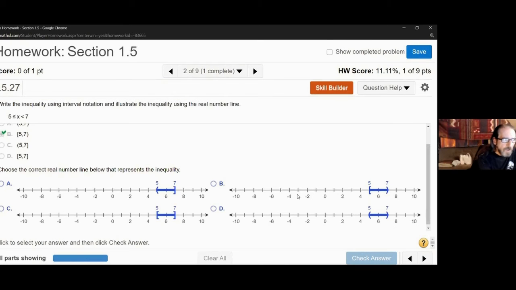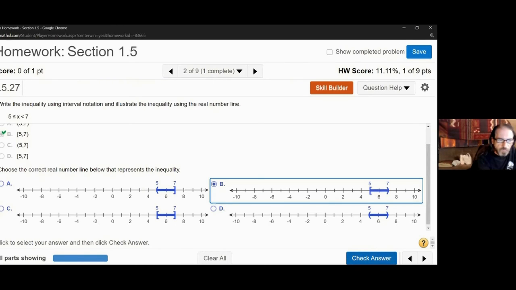And then for our graph, again, we're talking about everything that's between 5 and 7, which is represented in all 4 choices, but we're going to have a matchup between seeing the square bracket on the left and the parenthesis on the right.